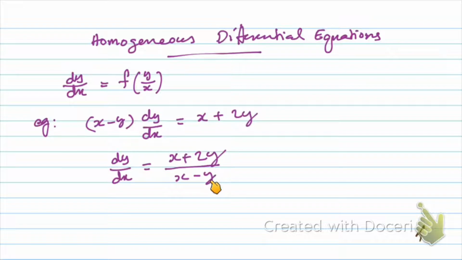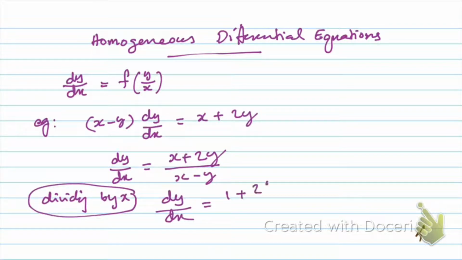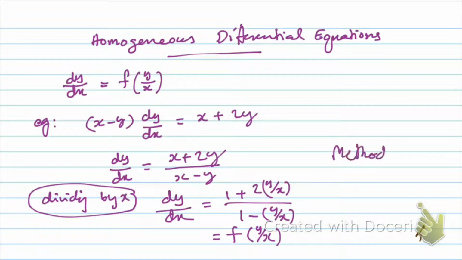So I divide each term by x, and then what I get is dy by dx is equal to, I divide the first term x by x, which gives me 1, 2 times y divided by x, then x divided by x is 1, and y by x. So this is what I get, and that is appearing as a function of y by x. So this is f of y by x. So if dy by dx is the same as f of y by x, then we call it a homogeneous differential equation.